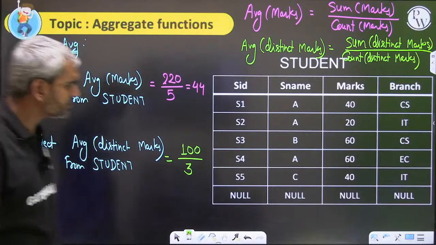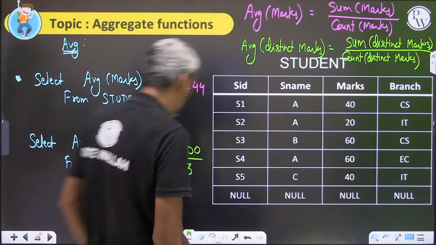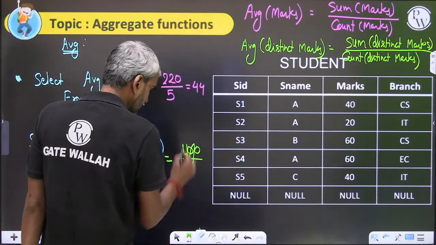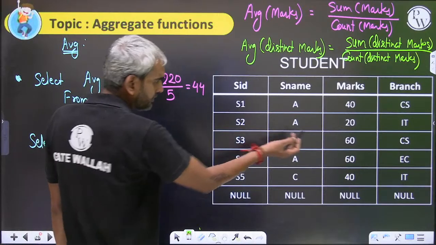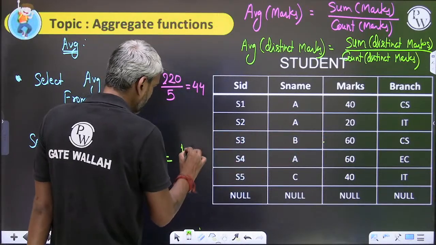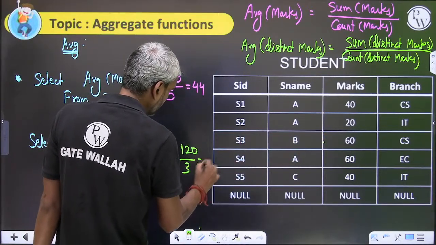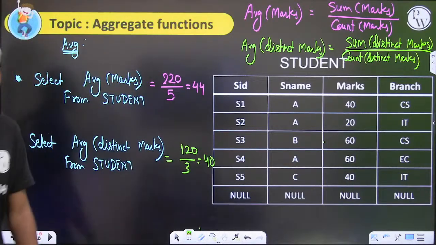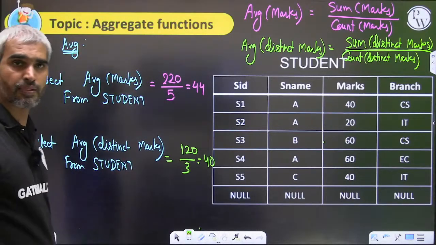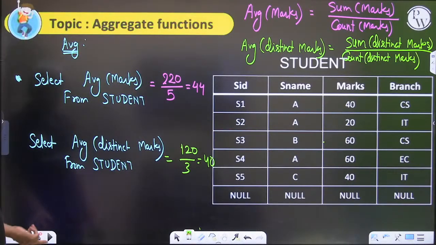Is it not 120? Yes, it's 120. I calculated this as 100. So 60, 40, 20 make 120. So this will be 120 by 3, which comes out as 40. Thank you. Okay, so we are done with three aggregate operations.